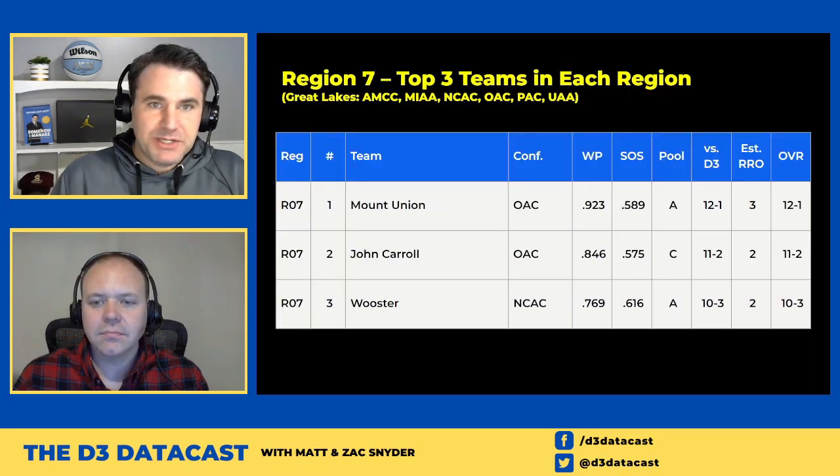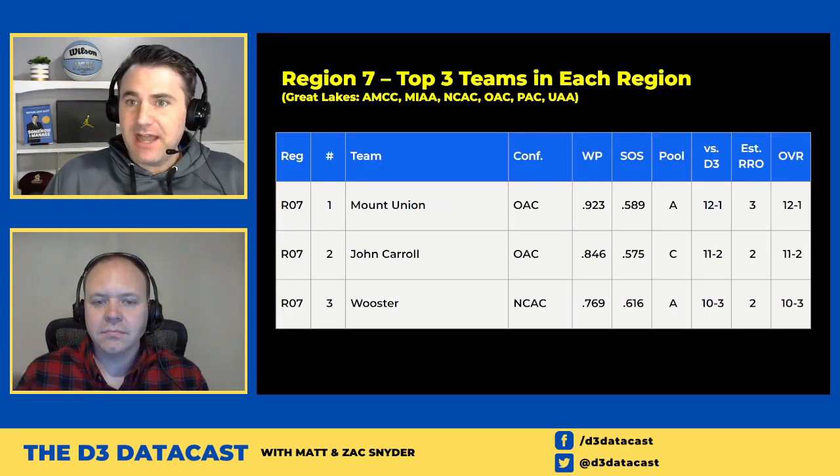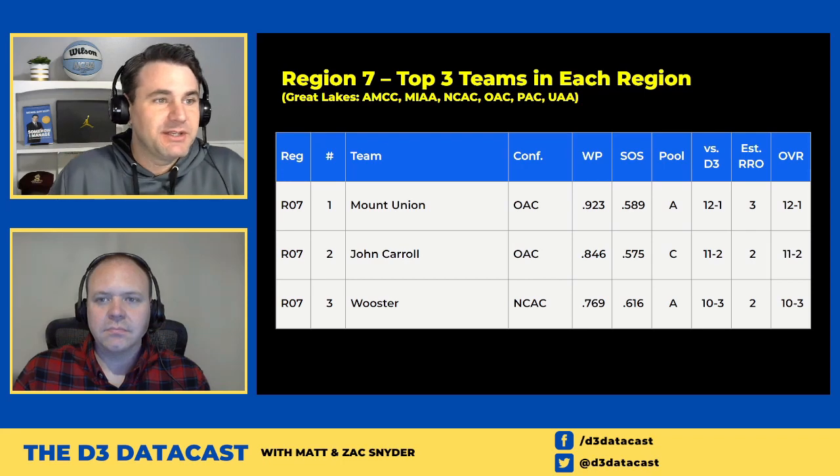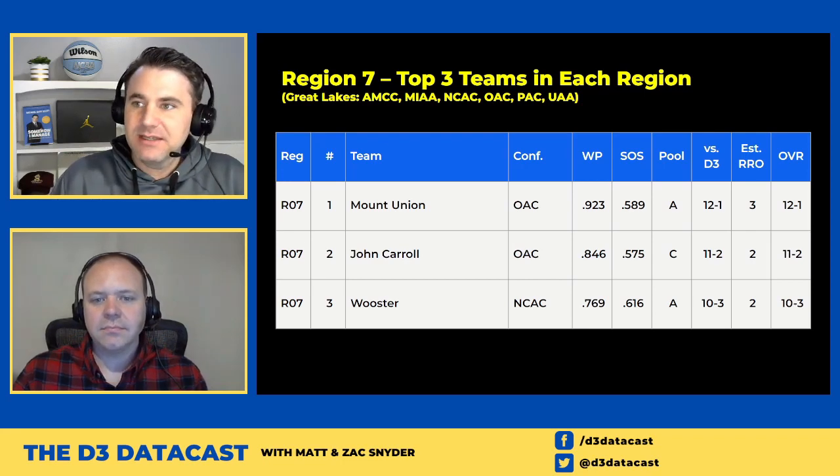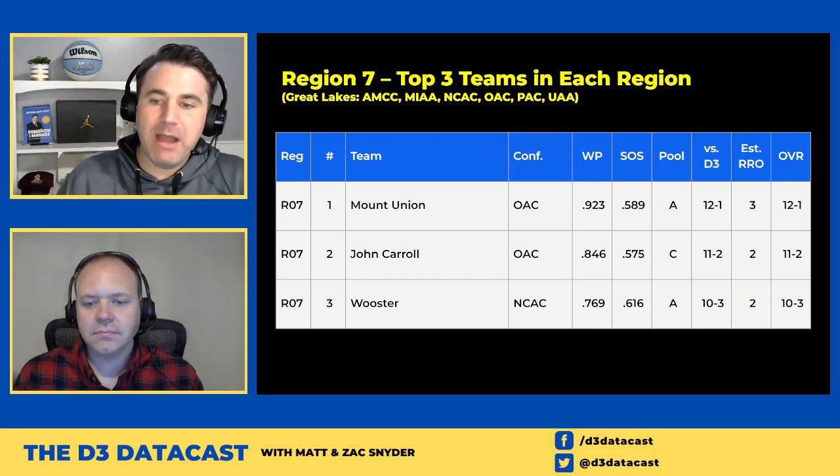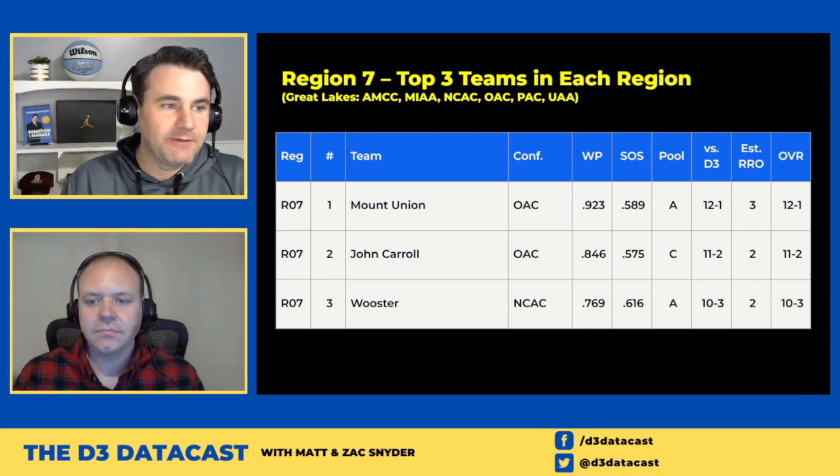All right, moving ahead to Region 7. This is our region, Zach. This is the old Great Lakes region. So here's the top 3 in Region 7. I have Mount Union, then John Carroll, then Worcester. Mount Union looking very strong here with a .923 winning percentage and a .589 SOS.